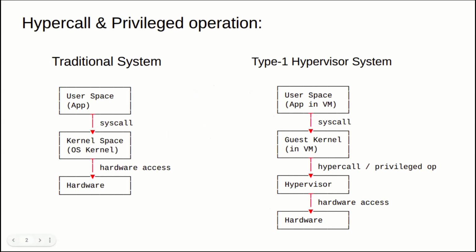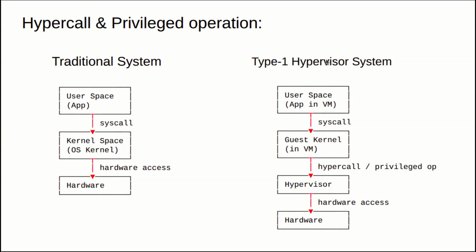So this is how our general traditional system behaves. You have an application in the user space, and it needs some access to some disk or whatever in the physical hardware. So it does a syscall from the user space to the kernel space, and the kernel space basically speaks to the hardware, and it returns back whatever is needed. Okay. So this is how it generally works.